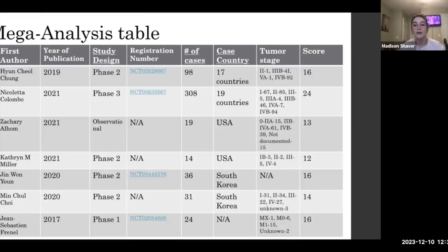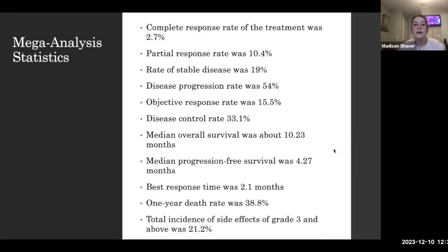This is a table just kind of giving the data from the analysis. We have the authors and then their year of publication. Then the phases, unless they did an observational, that one is said there as well, with the number of cases, where it was taking place, and the tumor stages. That table kind of gives us the statistics from the analysis.